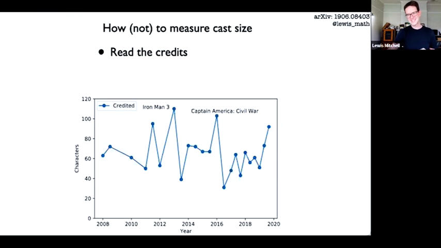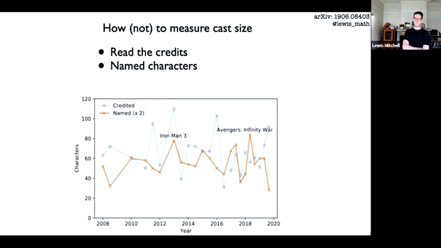But then you might say, well, there are a lot of extras and people who don't have names and small characters in the cast list. So let's just look at characters that have names. And if you do that, you get a completely different result. Avengers Infinity War has the largest cast size then.